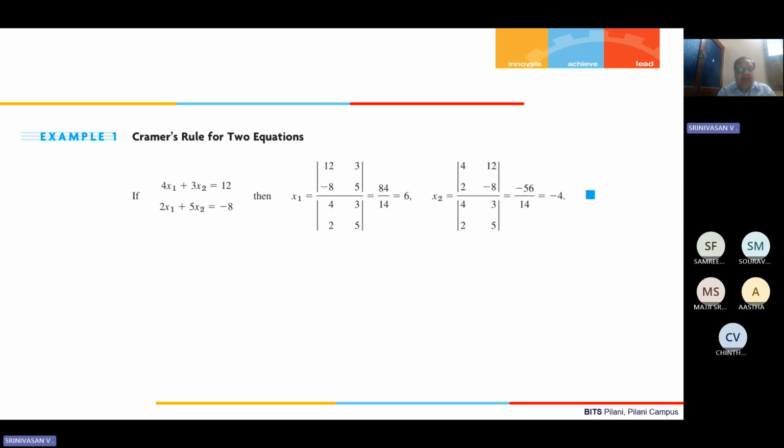For instance, here put x1 equal to 6, 24. 3 into minus 4, minus 12. So 24 minus 12, 12. Okay, next step. 2 into 6, 12, plus 5 into minus 4, minus 20, 12 minus 20, minus 8. So this is how you can cross-check whether your solution is correct or not.